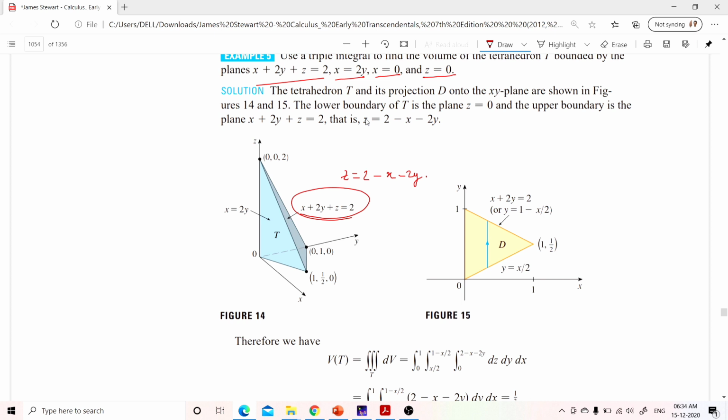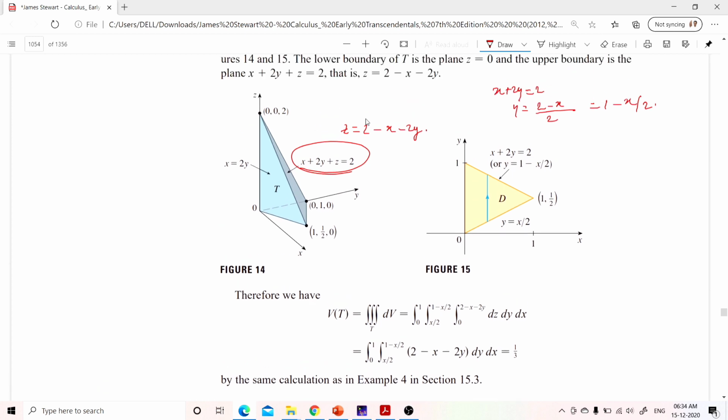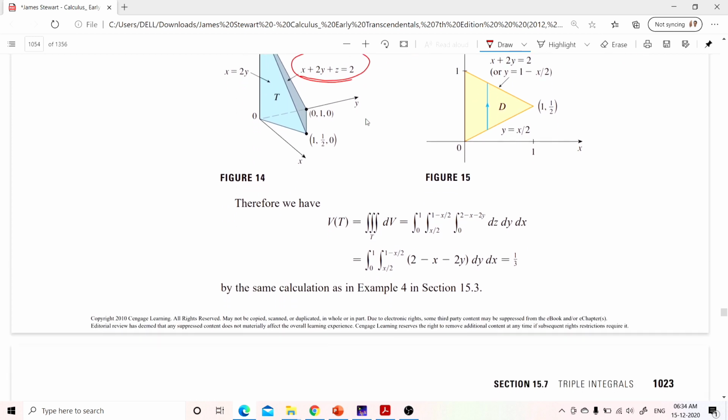So from this, if you make your z to be 0, you are going to get x plus 2y is equal to 2. From this, your y is (2 minus x) upon 2, which is 1 minus x upon 2. Okay, you have got your y varying from x upon 2 to 1 minus x upon 2, and your x of course varies from 0 to 1. If you plug all this information into the integral, you may very well see that your integration becomes like this, and do the integration and evaluate the value. That's it.